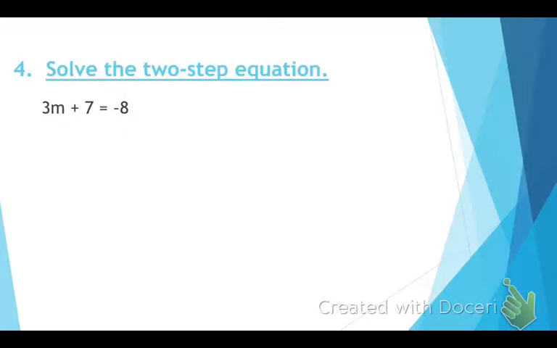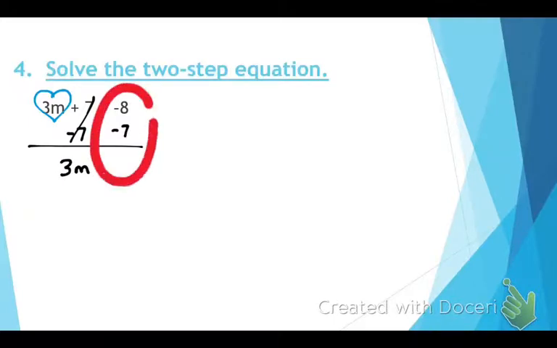All right, same idea here. We're not going to touch the 3m yet because that number is attached to the letter. Okay, so I have to get rid of add by 7. How do I get rid of add by 7? Very good. That's the inverse, or the opposite. So we get rid of it this way. Drop down 3m equals. This is where people had some problems.